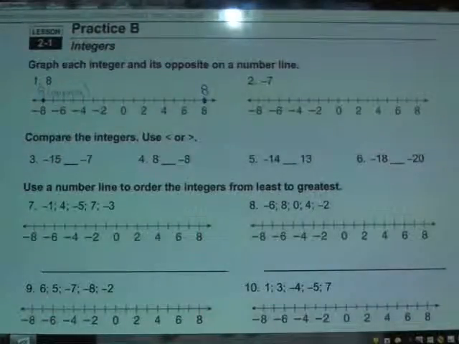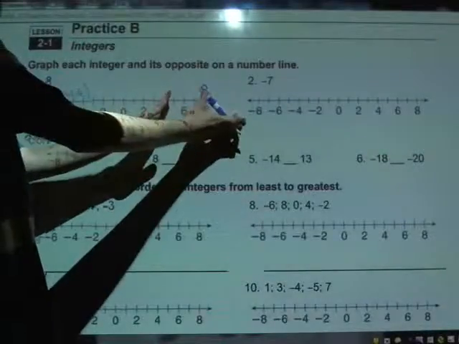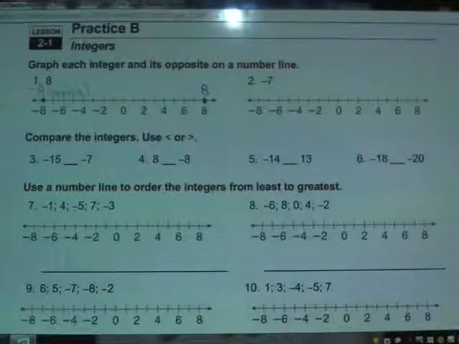Okay, in the second section there, questions 3 through 6, you're being asked to compare the integers, and we're supposed to use less than or greater than. So what you have to remember is looking at a number line, and we'll use this number line that's up here already for question 1. The further we are to the right on the number line, the bigger the number is. The further away to the left on the number line, the smaller the number is.